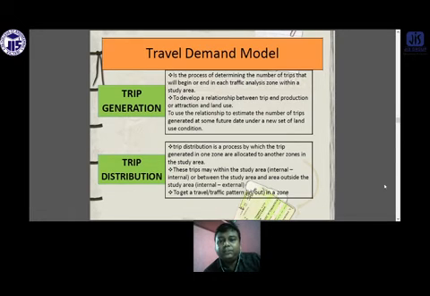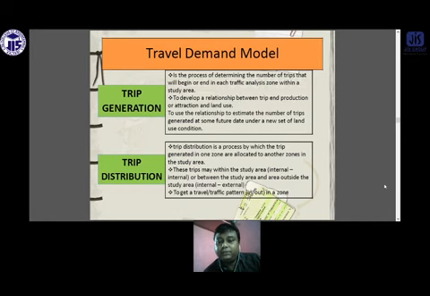The aim is to develop a relation between trip end production and attraction and land use, meaning what is the purpose of this land, what is the land use pattern, since trip generation varies with it. For different types of land use, the trip generation rate will also be different. We use the relationship to estimate the number of trips generated at some future date under a new set of land use conditions. Trip distribution is a process by which the trips generated in one zone are allotted to another zone in the study area.